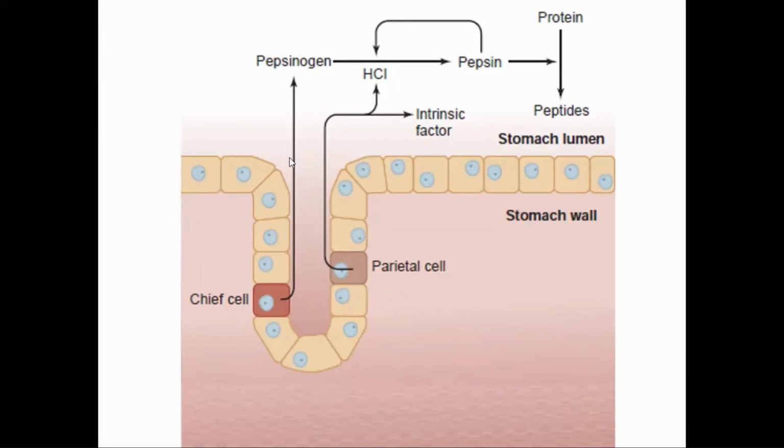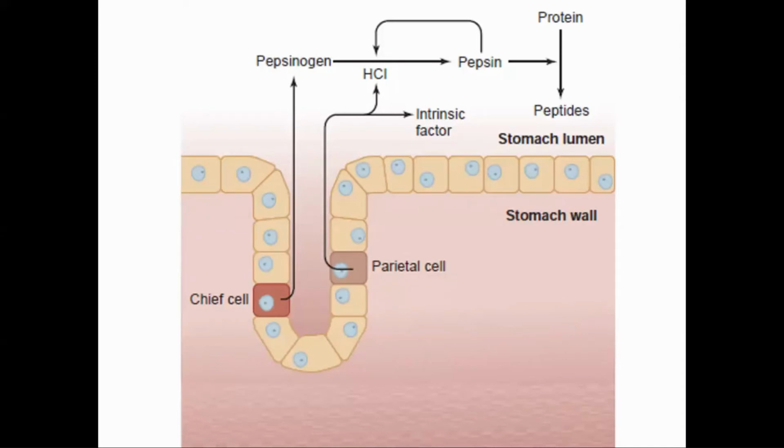Pepsinogen is converted into the active form, pepsin, by the presence of hydrochloric acid. If there is an acidic environment, then pepsinogen is converted into pepsin. Once pepsin is formed, it again augments the conversion of pepsinogen into pepsin. Pepsin helps in digestion of proteins into peptides and dipeptides.